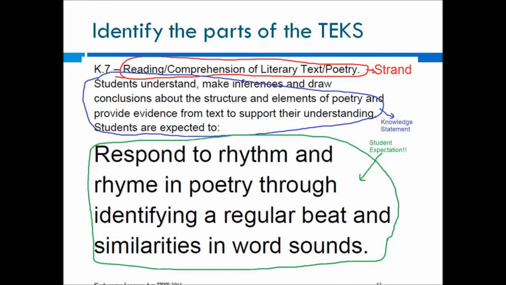Then the knowledge statement: students understand, make inferences, and draw conclusions about the structures and elements of poetry, and provide evidence from text to support their understanding. Well, this is a very complicated knowledge statement, and it actually goes all the way from kinder to 5th grade. Therefore, we really need to focus our attention on the student expectation.